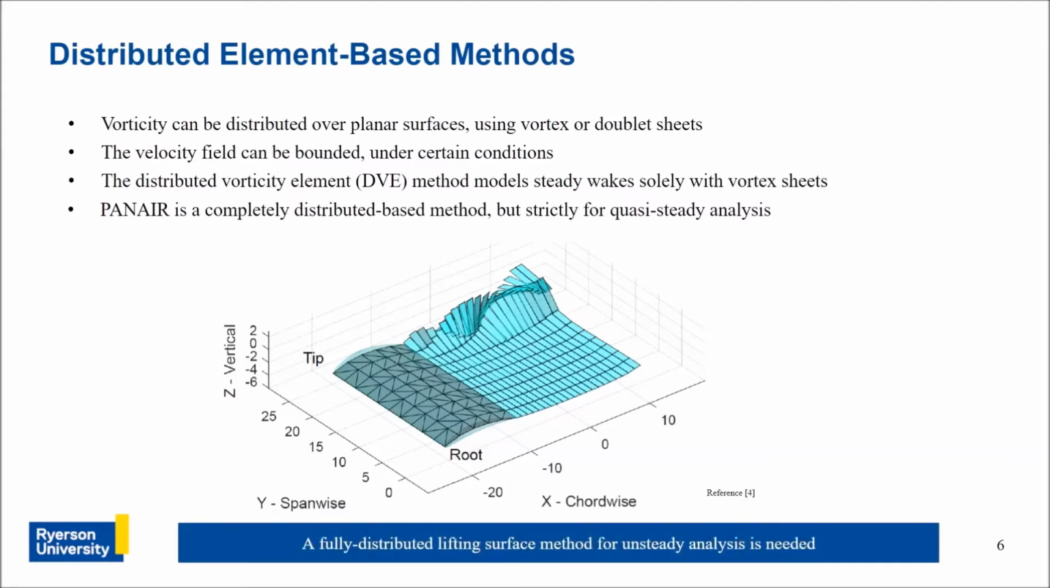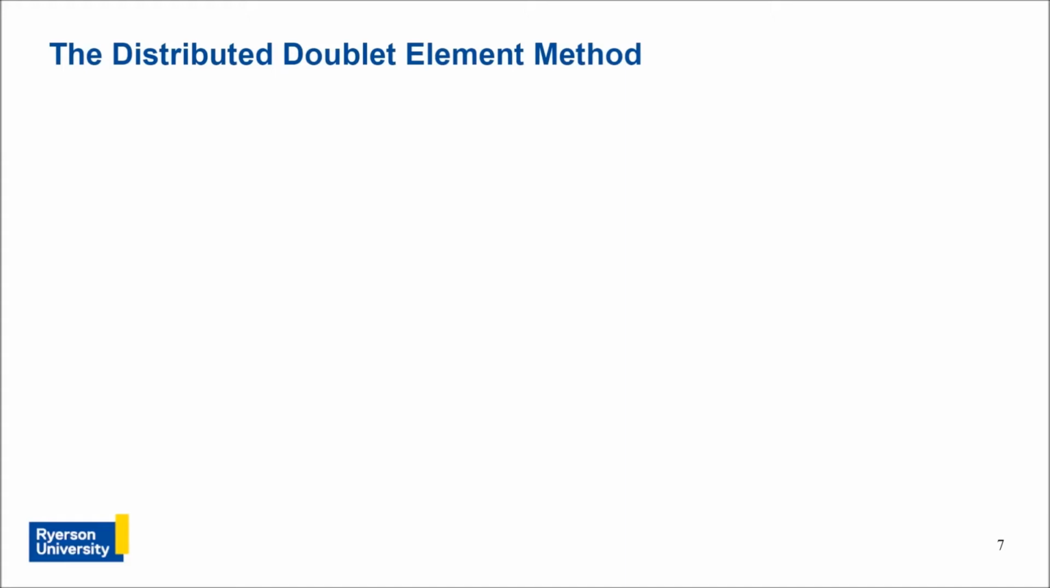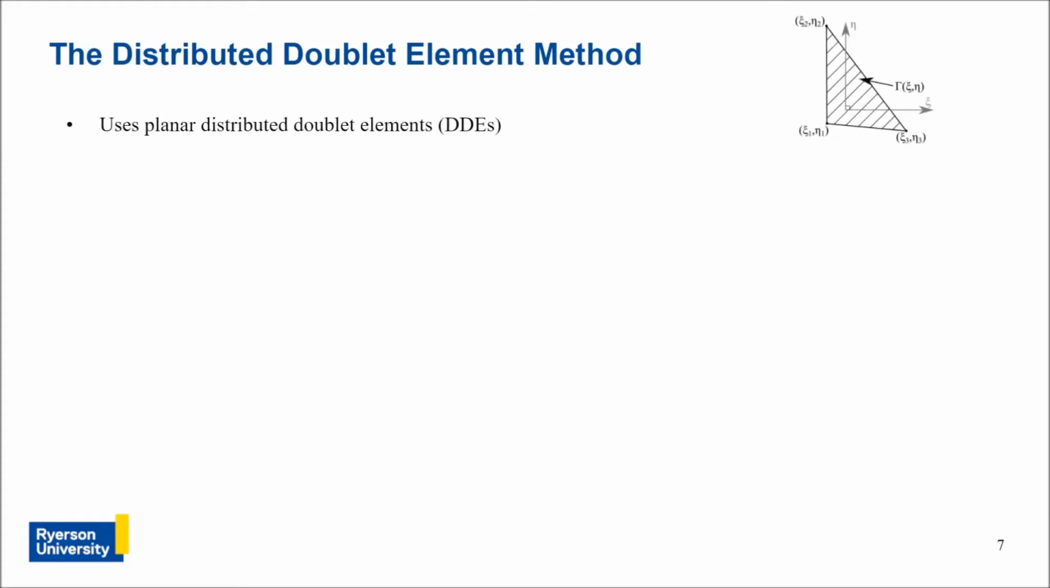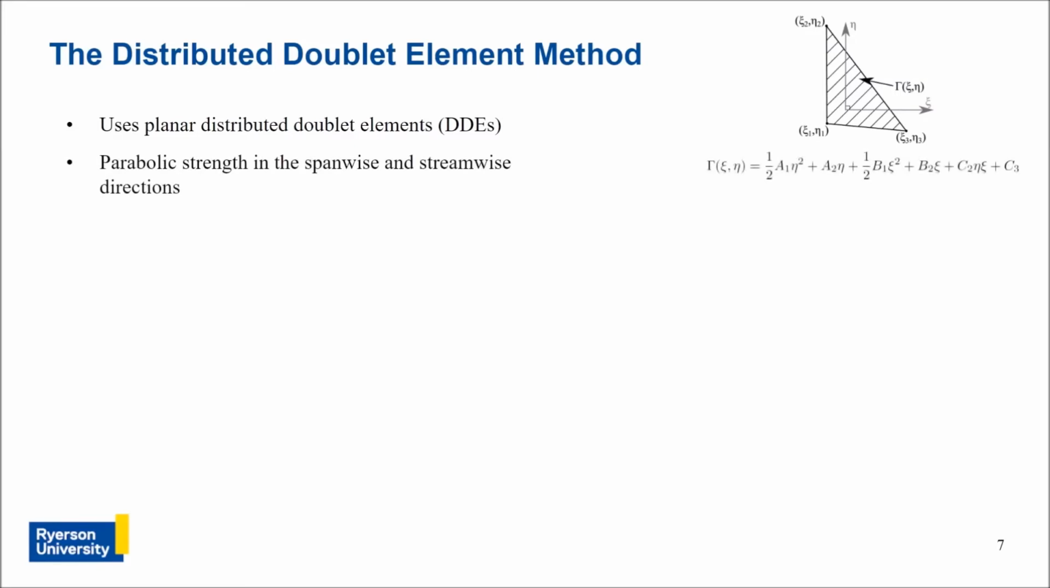So a fully distributed based method for unsteady analysis is needed, something with the capability of modeling the X57 Maxwell or a quad rotor, for example, within a fully unsteady framework and with a relaxed wake. And this is where my research comes in. The distributed doublet element or DDE method solves these problems by using only distributed doublet sheets to model everything. DDEs are planar triangular elements, and they have parabolic circulation distributions in both the spanwise and streamwise directions. And just to be clear, the DDE method assumes the flow is inviscid and incompressible. We aren't using any viscous corrections or approximations.